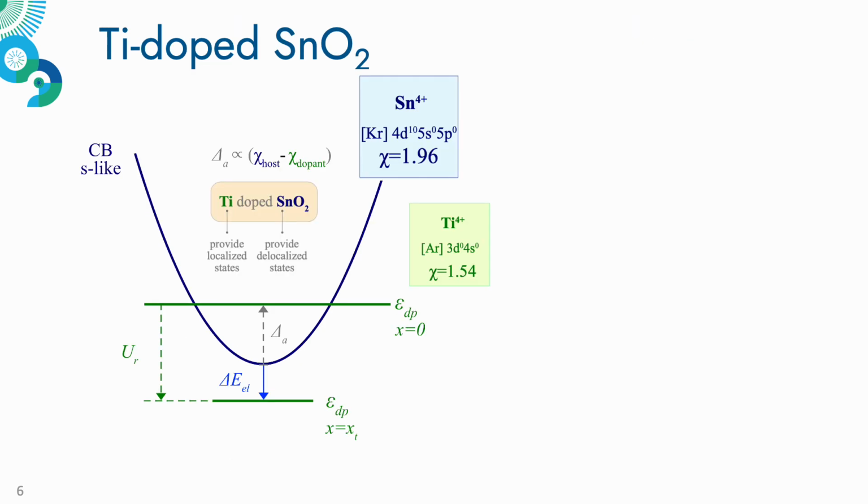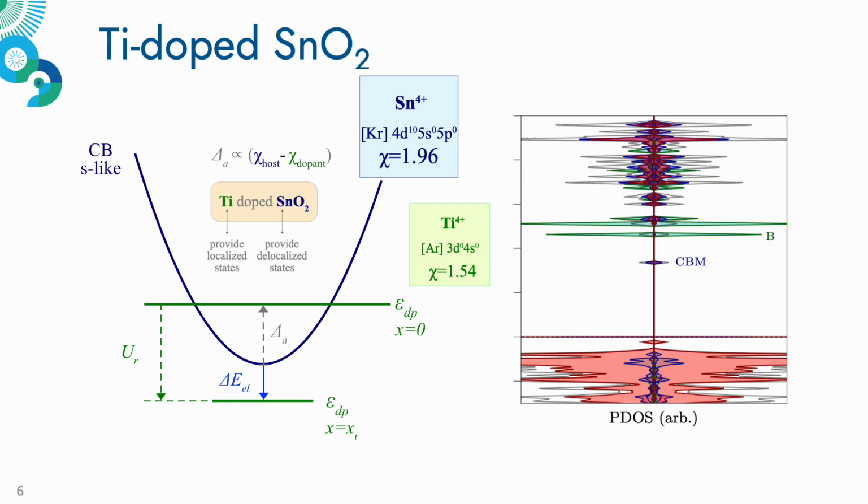Based on the design ideas, we found one material system, titanium-doped tin oxide, that suits all those criteria. Then we calculate its PDOS of this material. We can see that the dopant level is indeed above the CBM.